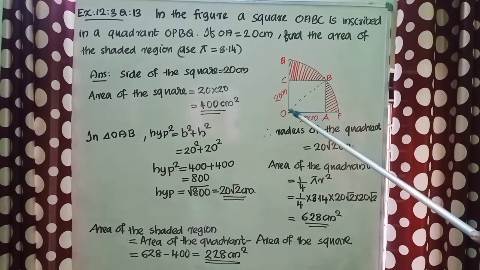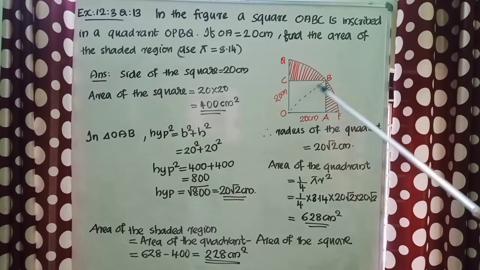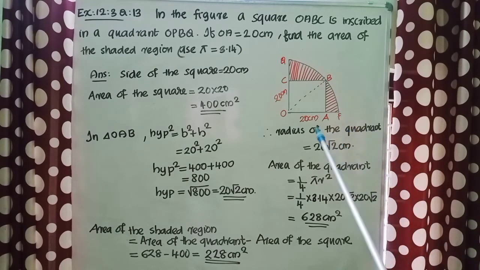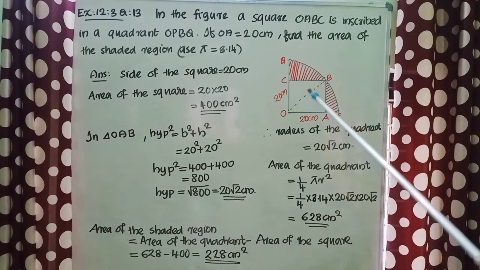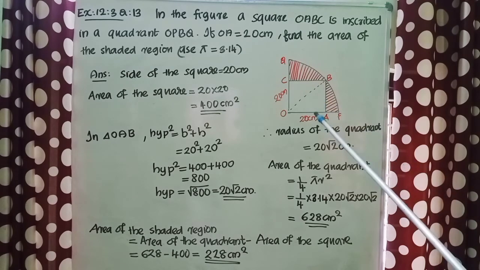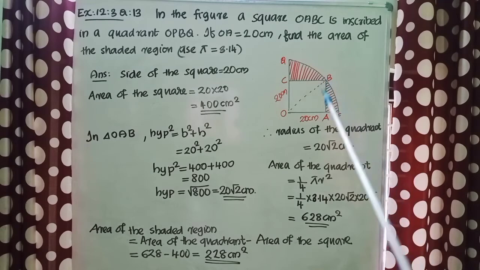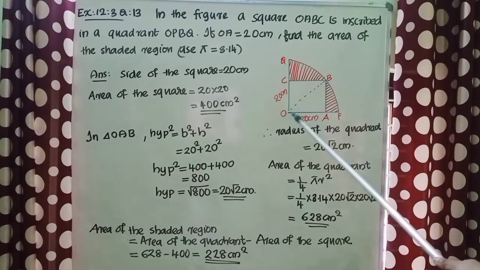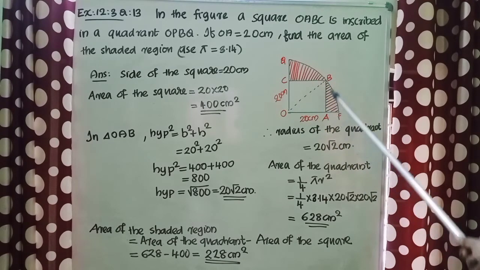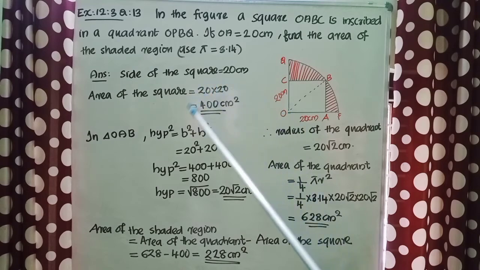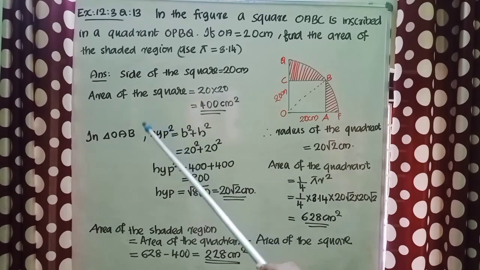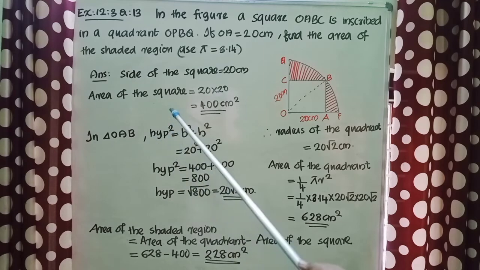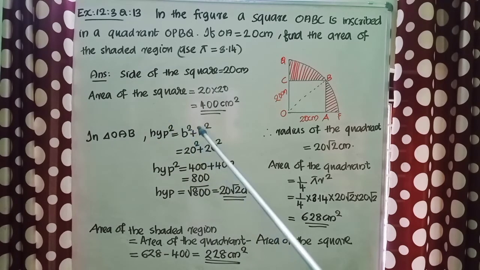You see the figure. Here this OB is the radius of this quadrant. We can find out OB by considering the right triangle OAB. Here in this right triangle OAB, OB is the hypotenuse, OA is the base and AB is the height. So we can apply the Pythagoras theorem in triangle OAB. Hypotenuse square equals base square plus height square, that is equal to 20 square plus 20 square.